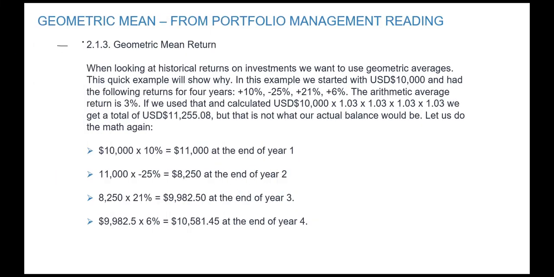So I just wanted to work through an example on geometric mean and show you why it's important when we're looking at financial returns. So when we're looking at historical returns on investments, we want to use the geometric average. In this example, we'll quickly show you why. We're going to start with 10,000 US dollars, and we had the following returns for 4 years. Plus 10% in the first year, minus 25% in the second year, plus 21% in the third year, and plus 6% in the fourth year. So the arithmetic average return is 3%. So that's easy. It's 10% minus 25 plus 21 plus 6, divided by 4.